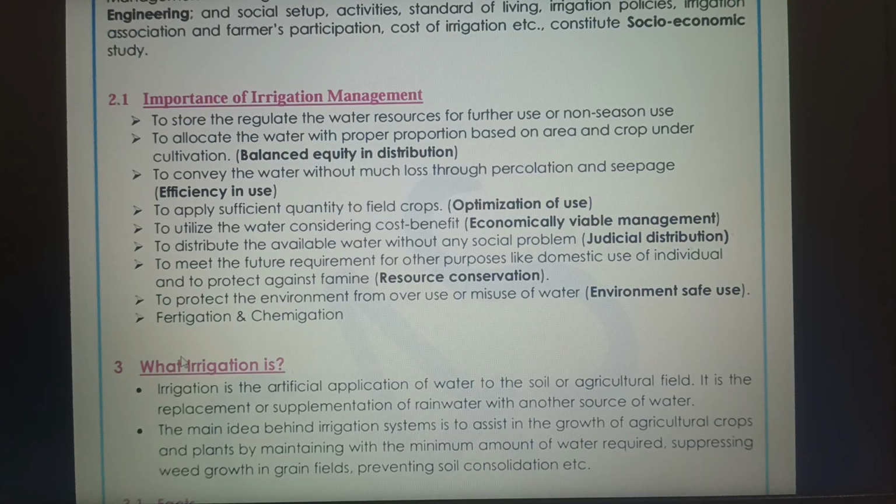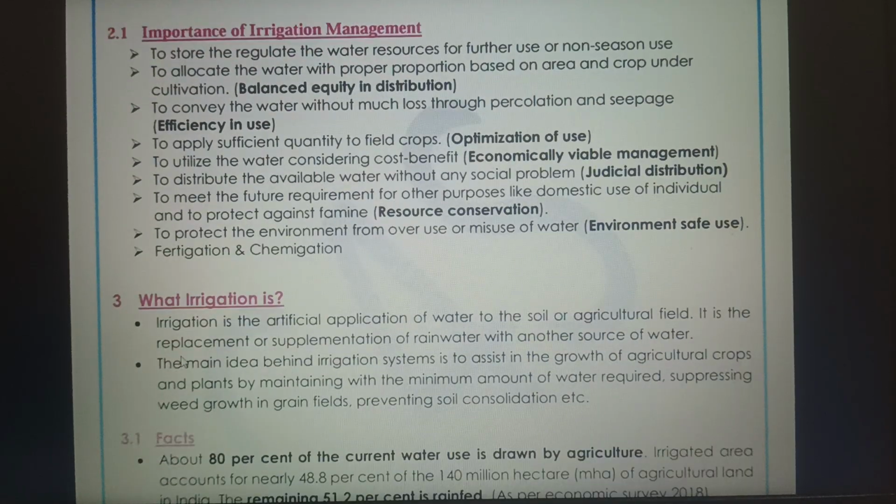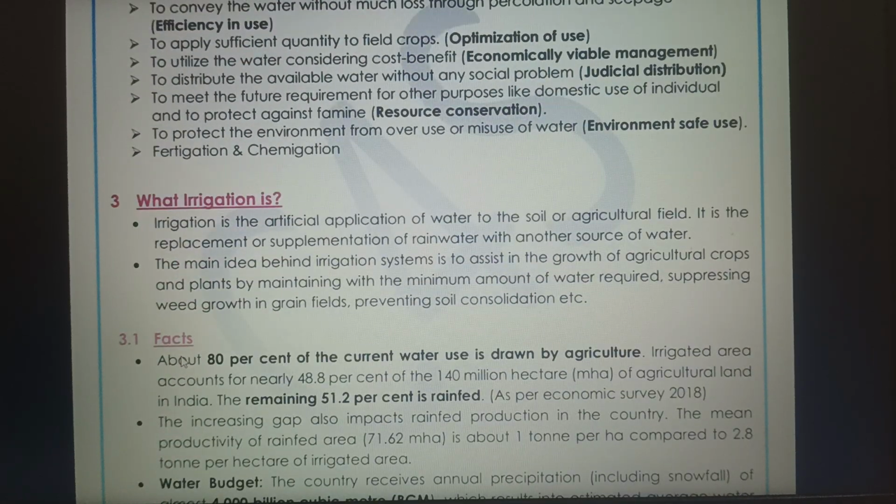But for knowledge's sake, you can remember these certain points. Now coming on to the topic they have given: what is irrigation? Whenever you define irrigation, the thing that should be contained in your answer is these words: artificial application of water. So irrigation is an artificial application of water to the soil of the agricultural field.